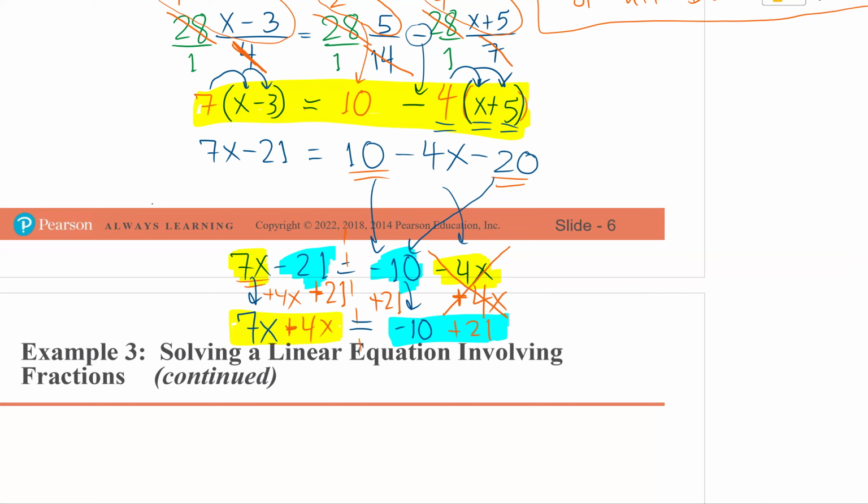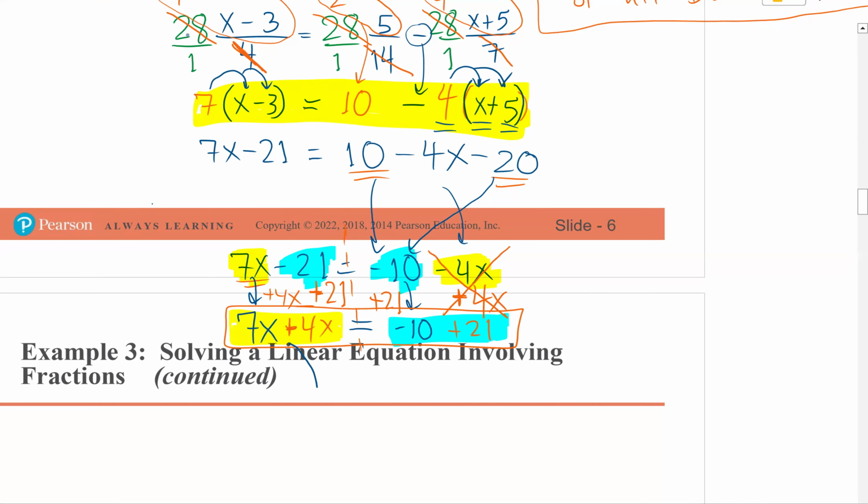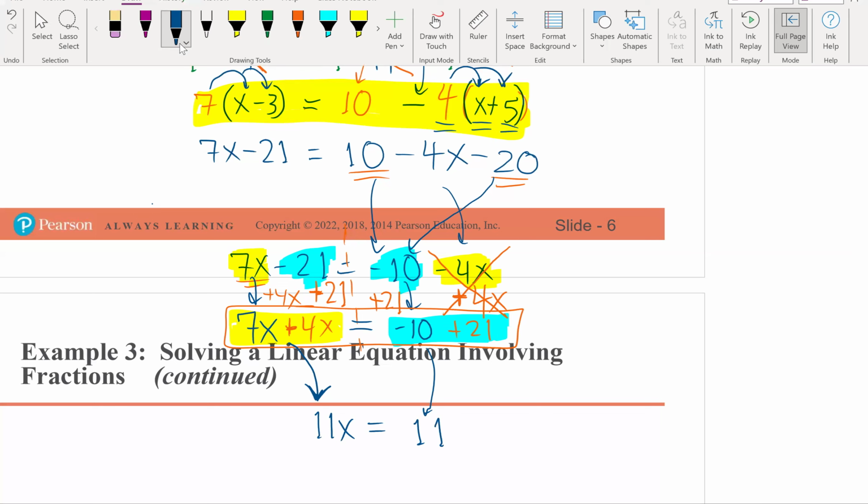Okay. And feel free, you don't have to even write this step out. You can just combine the 7x and the 4x in your head and write it down, and then combine the -10 and the 21 in your head. No big deal. But I'm going to take my time, just in case this is new for anybody. 7x and 4x together make 11x equals, and now I've got -10 and 21. Look at that. Are you kidding me? 11? That's a crazy coincidence.